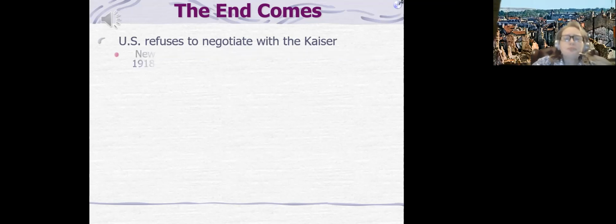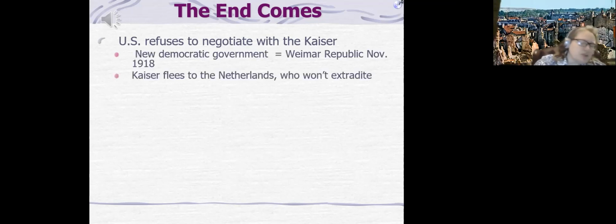But anyway, the Kaiser flees to the Netherlands, who will not extradite him for war crimes. He'll be tried in absentia, actually. The Weimar Republic will surrender and end the war. And the German High Command will immediately begin to build this stabbed in the back theory where, well, it's not our fault. We didn't lose this war. It's these people who stabbed us in the back.